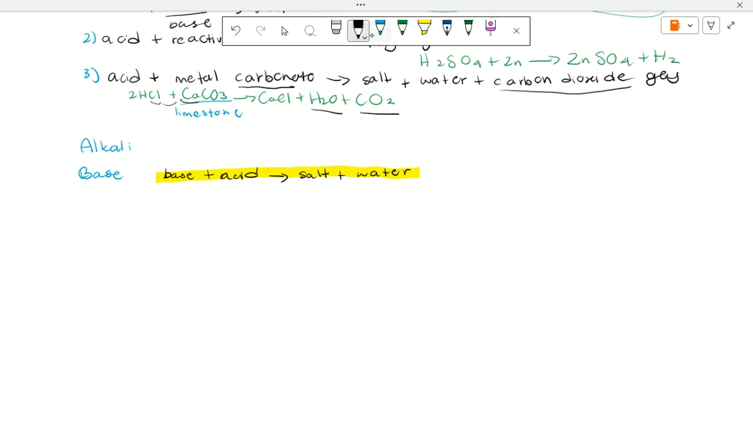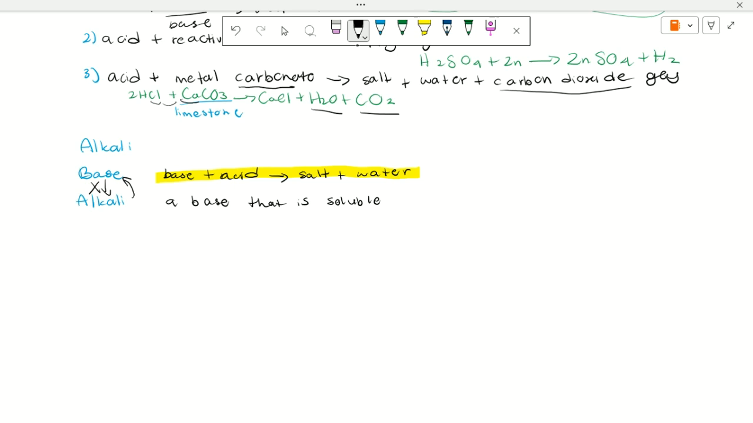So now I'm going to explain what is alkali. Alkali is a base that is soluble. So basically saying, base is a substance that reacts with acid to produce salt and water, and bases that are soluble in water is called alkali. So all alkali are base, but not all base are alkali.